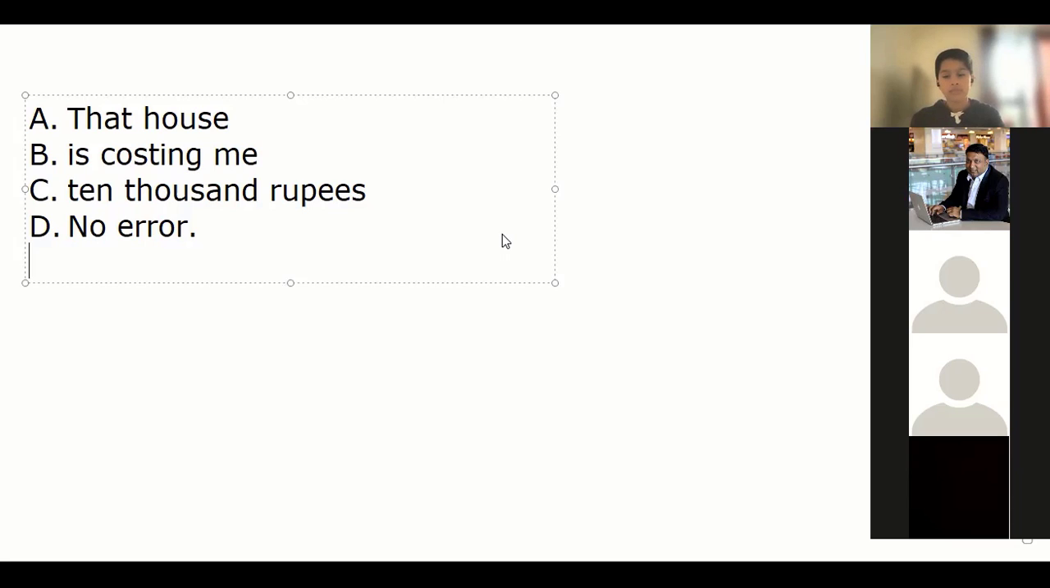Sunitaji says is costing me is wrong. Achintya says is costing me is wrong. Okay. Everyone, Moksha, your answer. Shaurya, Shania, Sanchit, write your answer. Shania says B. Shania, first you tell me why it's B. Yes, sir. Sir, I think it's B because it would be that house costs me 10,000 rupees. You are saying instead of is costing, you say costs me, right? Yes, sir. Okay. Moksha, what is your view?